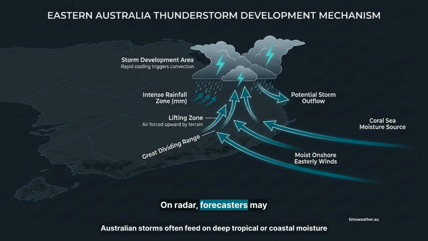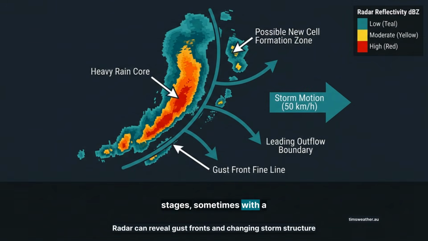On radar, forecasters may see a blob of cells at different stages, sometimes with a fine line ahead of the rain marking the gust front. If the cells line up along a strong boundary, the system may become a squall line. If the shear is stronger and turning, a supercell may form instead.